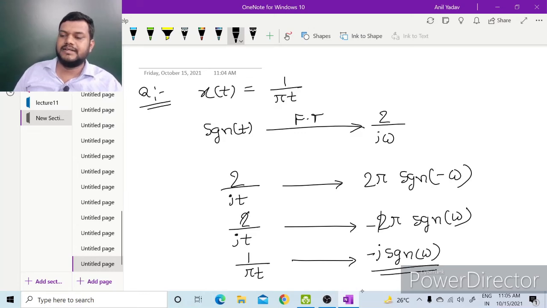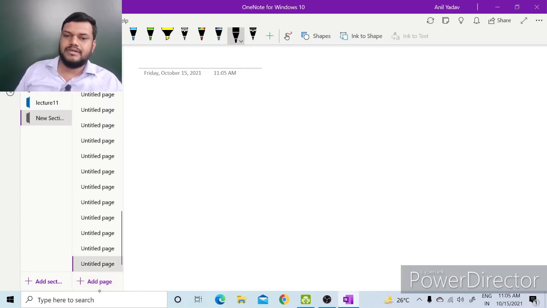So 1 upon pi t is the Hilbert transform. So we can see from here that Hilbert transform provides a phase shift of minus 90 degrees. Now let us see another property which is integration in time domain.